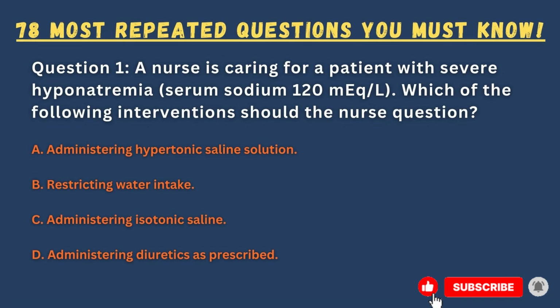Question 1. A nurse is caring for a patient with severe hyponatremia, serum sodium 120 milliequivalent per liter. Which of the following interventions should the nurse question? A. Administering hypertonic saline solution. B. Restricting water intake. C. Administering isotonic saline. D. Administering diuretics as prescribed.